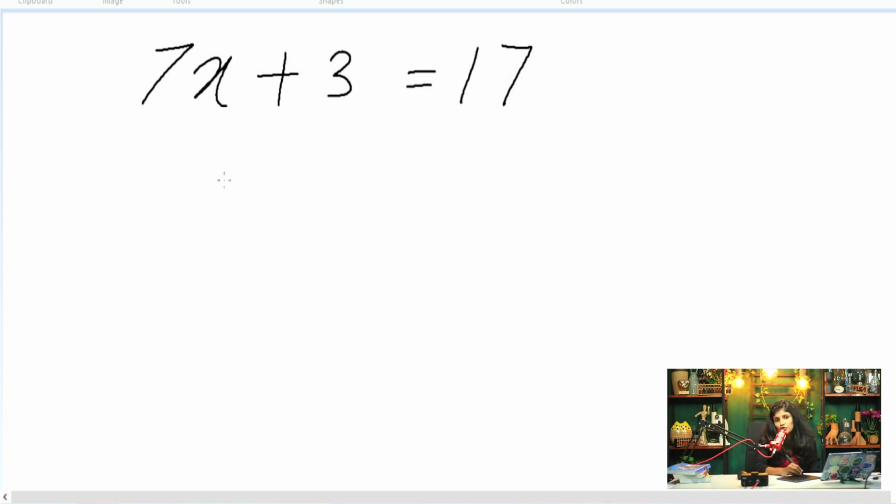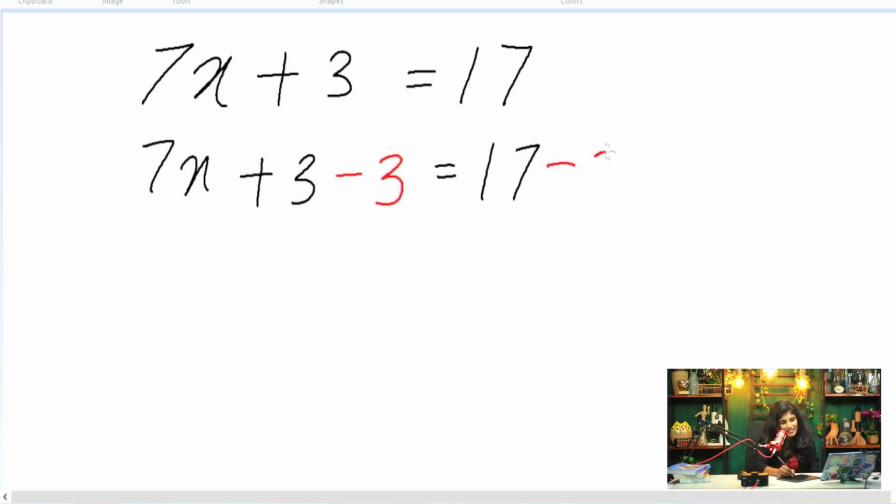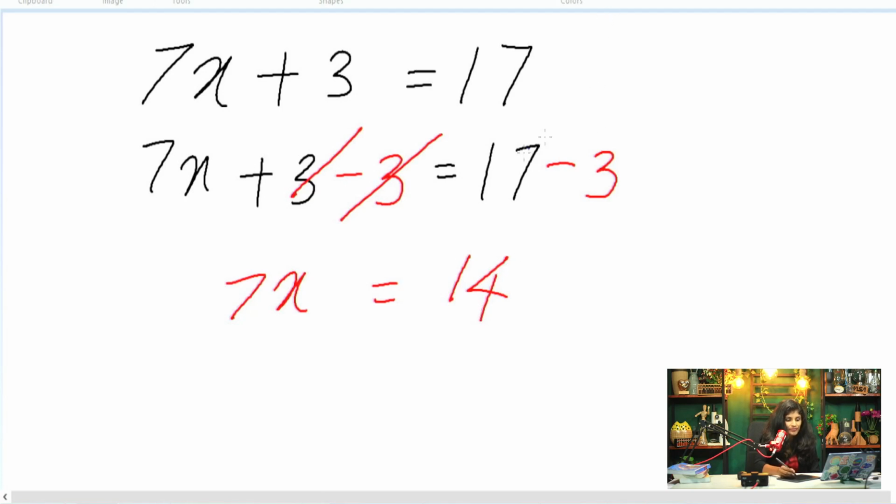So what I have to do is, firstly, I am removing number 3. We cannot remove all the things in one step, okay? So I will write the same question again. 7x plus 3 equals 17. Now what I am going to do is, I am going to subtract 3 from both the sides. So these 3 and 3 are cancelling out. Only 7x is remaining. So 17 minus 3. What is the answer? That is 14, right?